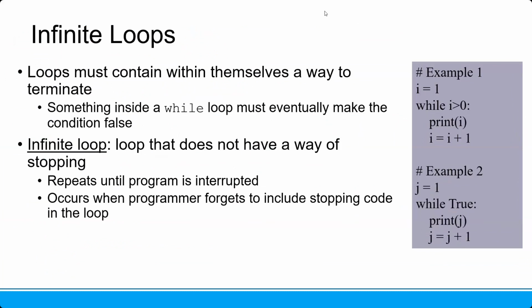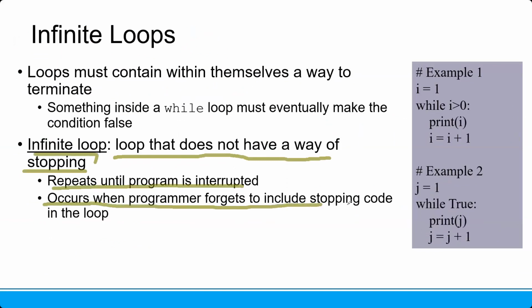So what is an infinite loop? The loop that does not have a way of stopping. So it repeats until the program is interrupted. So in PyCharm, when I press the stop, it is the interruption. And usually it occurs when the programmer forgets to include stopping code in the loop. So please remember, whenever you make a loop, you need to find some stopping criteria.